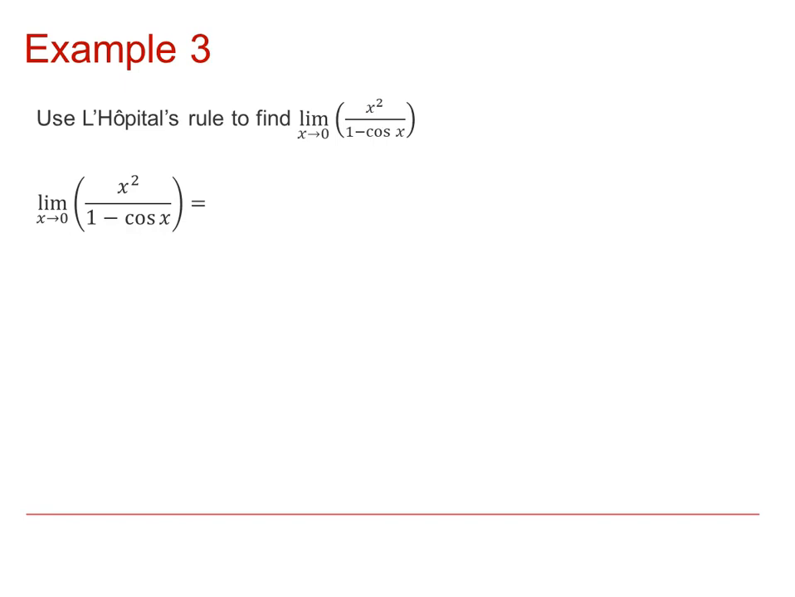As a final example, look at x squared over 1 minus cos x as x approaches 0. Of course we know that 0 squared is equal to 0 and 1 minus cos 0 is equal to 0, so yes, we can use L'Hopital's rule. Therefore we can say that the limit as x approaches 0 of x squared over 1 minus cos x is the limit as x approaches 0 of the derivatives, which is 2x, and then on the bottom line we have got sine x. The derivative of negative cos x is sine x.